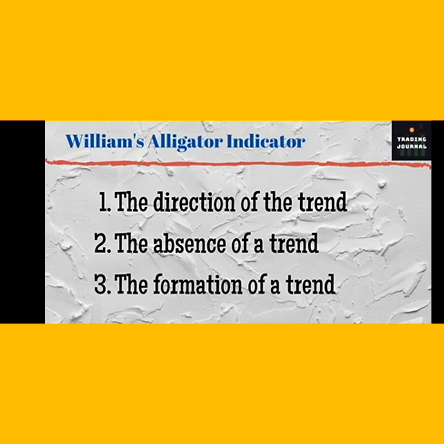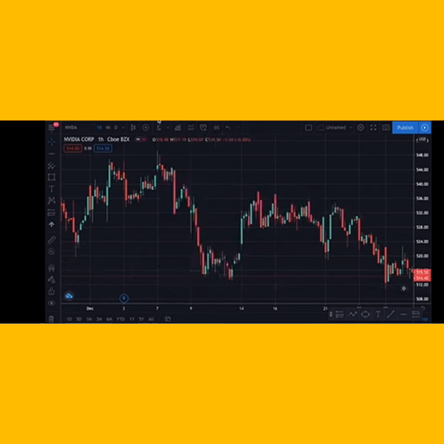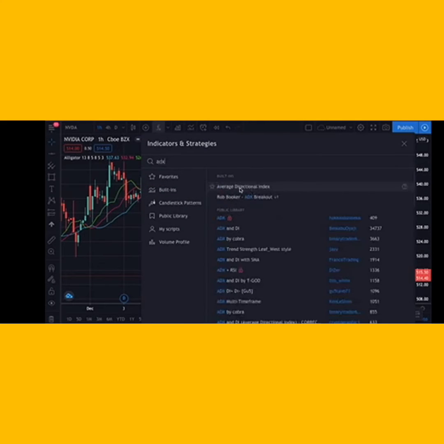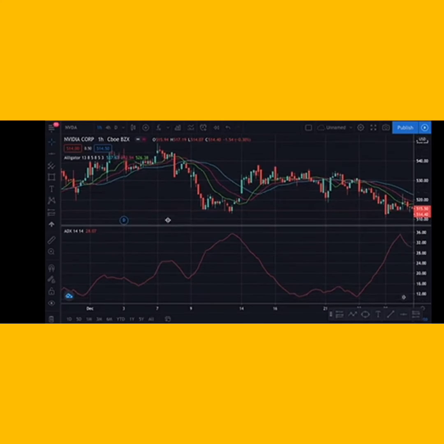And last, it shows us the formation of the trend. If the lines are far apart from each other, and if the green line moves above, or below the other 2 lines quickly, it indicates a trend might be starting. Okay, I think we are ready for our first trading strategy. In this strategy, we will combine the Williams Alligator Indicator with the ADX indicator. We will increase our win rate thanks to the Average Directional Index indicator.